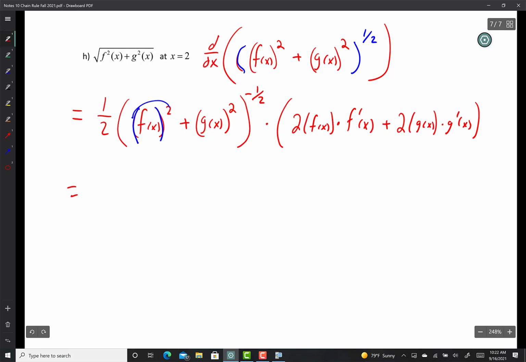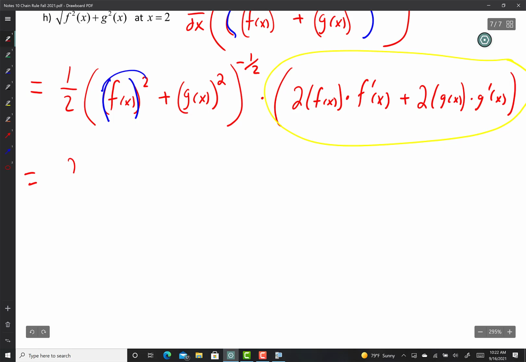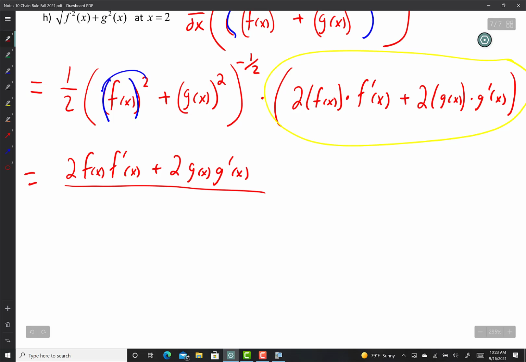So check it out. What I'm circling in yellow is going to be in the numerator. I don't know if you guys can see that, but here we go. I didn't mean to say yellow weird, sorry. 2 f of x, f prime of x, plus 2 g of x, g prime of x. So there's my numerator, and my denominator is everything else: 2 square root of f of x squared plus g of x squared.